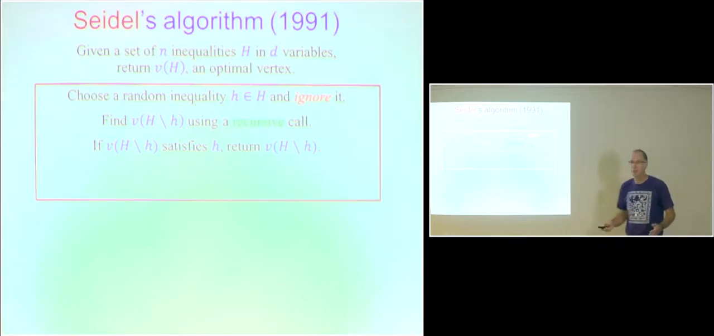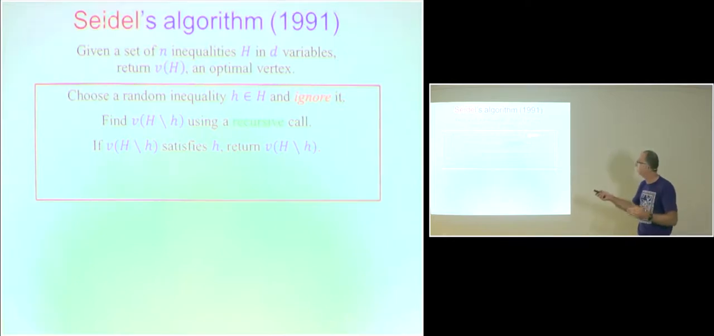Okay, what happens otherwise? What can we infer if this is not satisfied? H is important. The optimal solution must satisfy H with equality. We cannot ignore it. So that's great. We know we found one of the D constraints that define the solution.